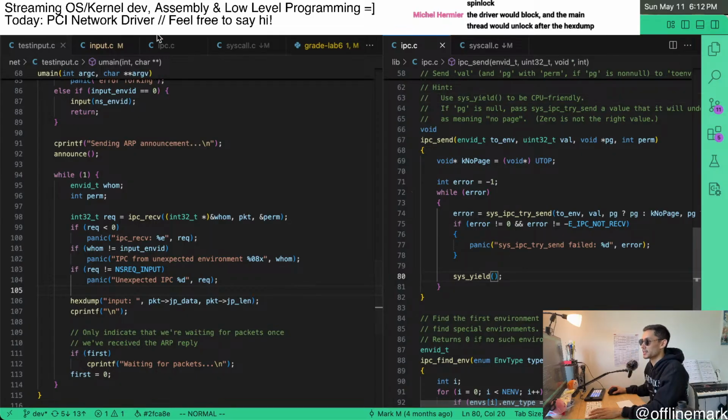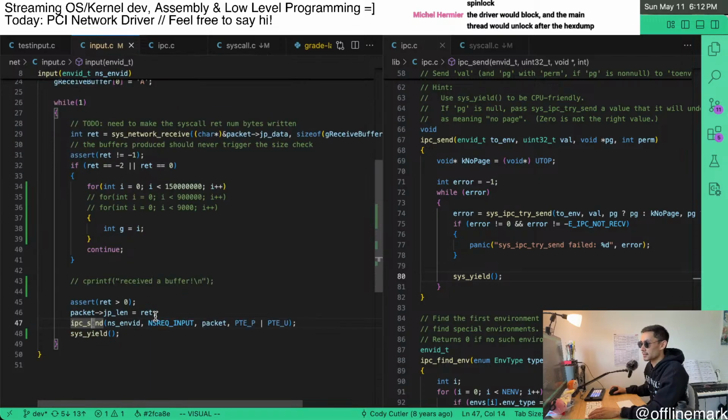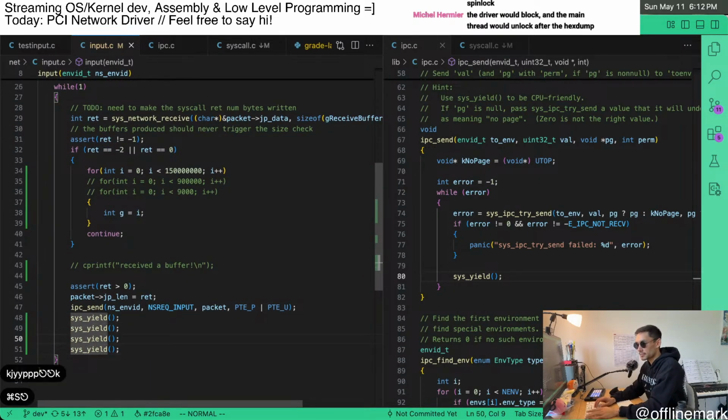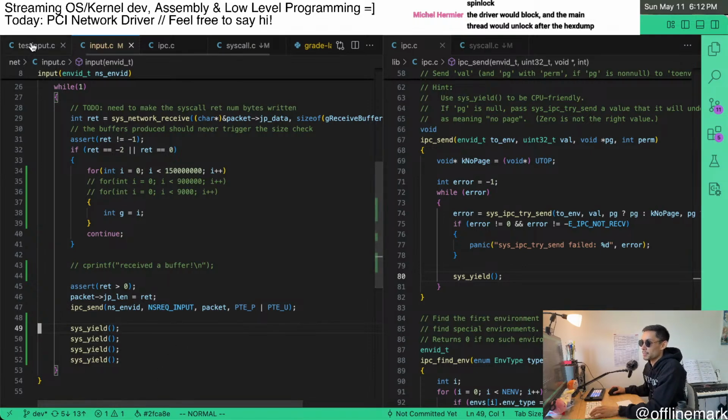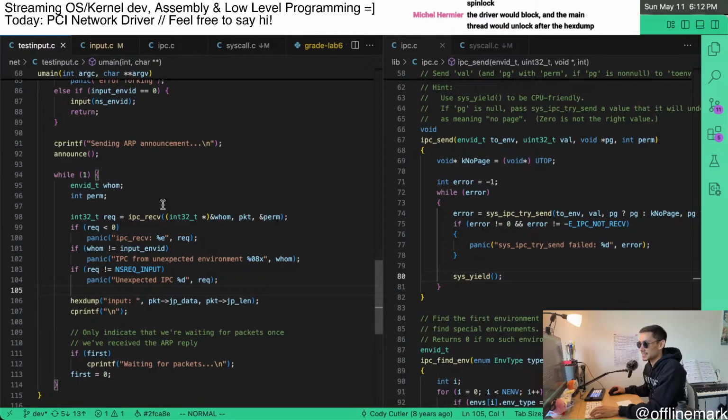So like I mentioned, as a kind of bad hack, that's not great, we could literally just add a bunch of yields. That's the simplest thing I can think to do right now. It's a bad solution, but this should hopefully ensure that the parent process gets the time it needs to really make it all the way to at least here.